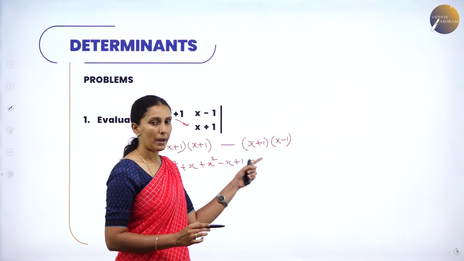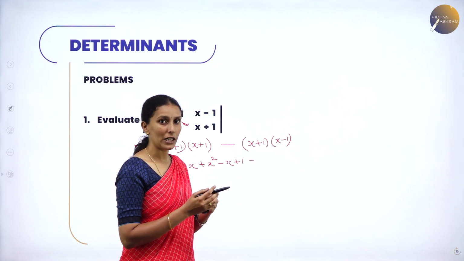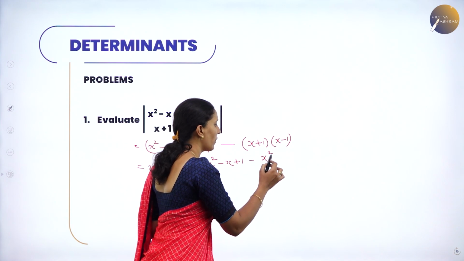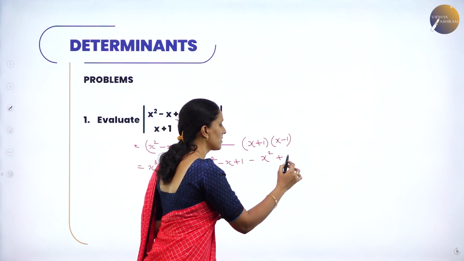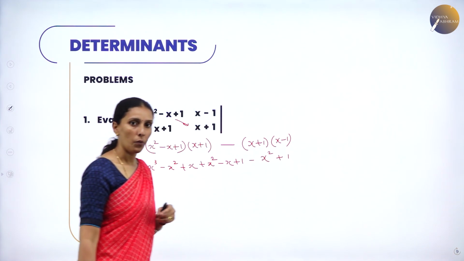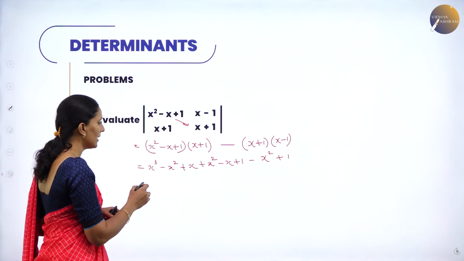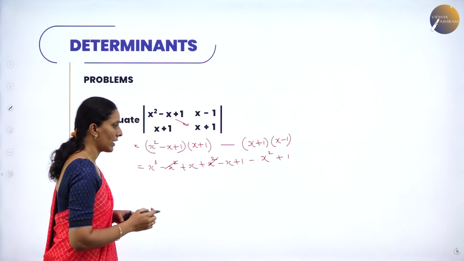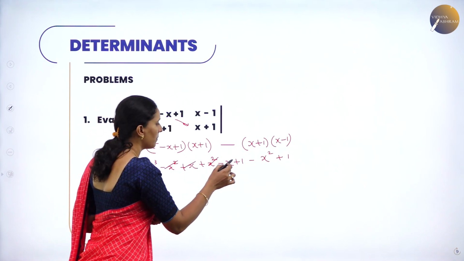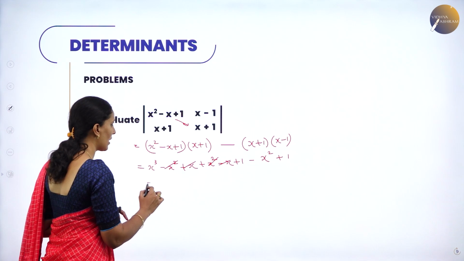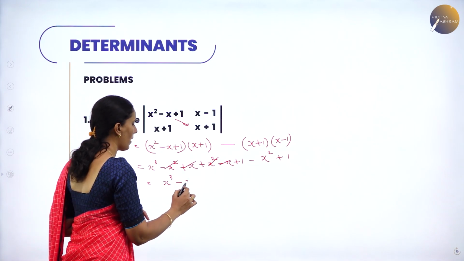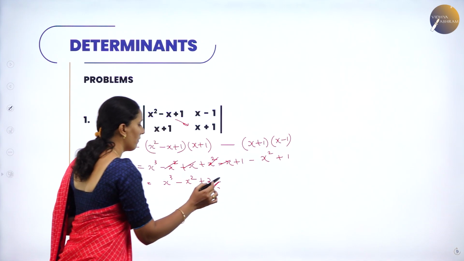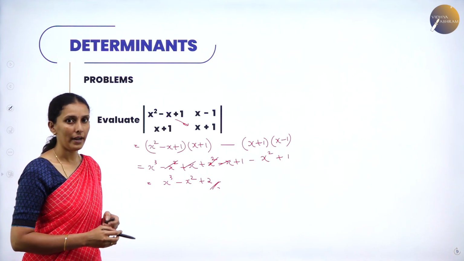This is x square minus 1 square. This is in the form of a plus b, a minus b, which can be written as a square minus b square, which becomes x square minus 1. So you can clearly see here minus x square plus x square get cancels, plus x minus x get cancels. So we are left with x cube minus x square, 1 plus 1 is 2. So this is the value of the given determinant.